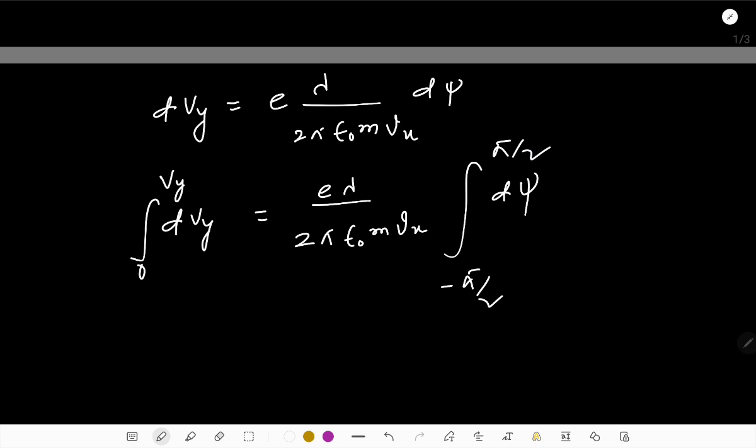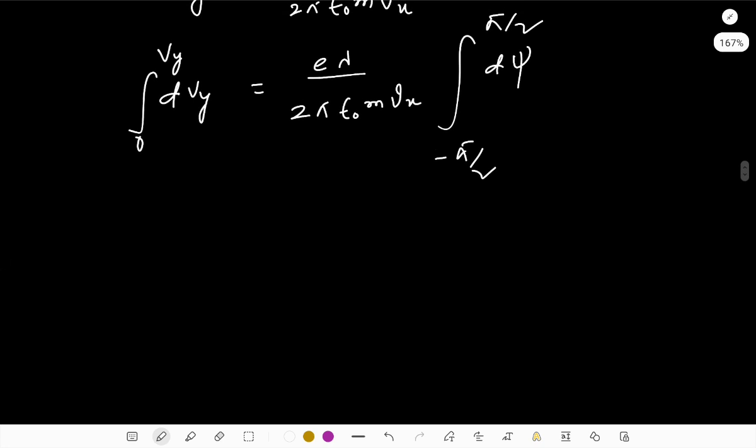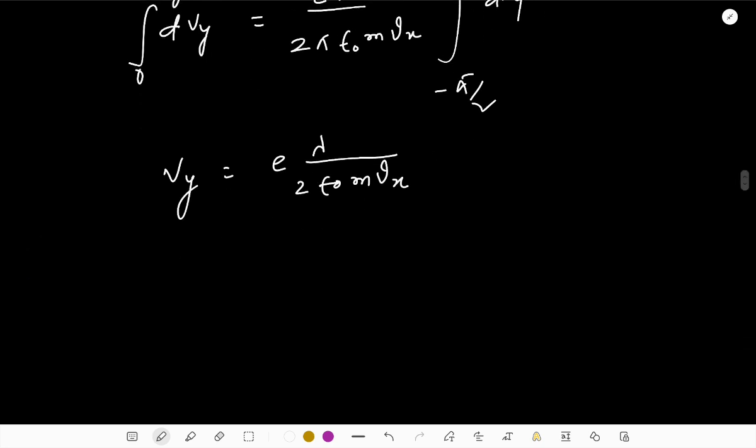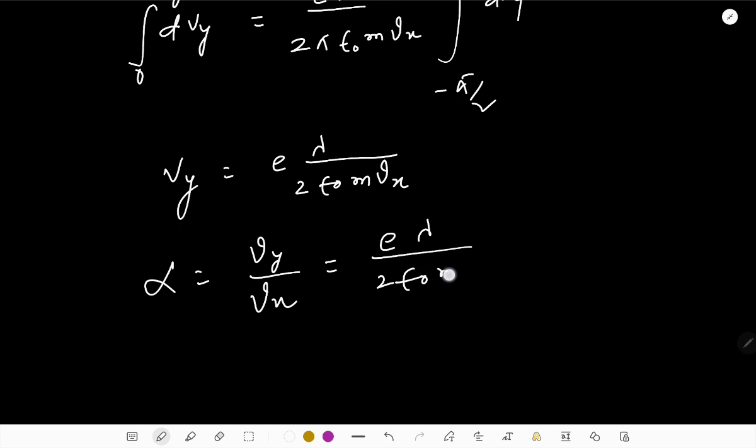And what we got next is a number of pi to get out from our equation. So we got Vy equals e lambda by 2 epsilon naught m Vx. So Vy is this, and I got it. Angle alpha is simply Vy upon Vx, and Vx gets cancelled out, and the answer is e lambda by 2 epsilon naught m, and that's solved.